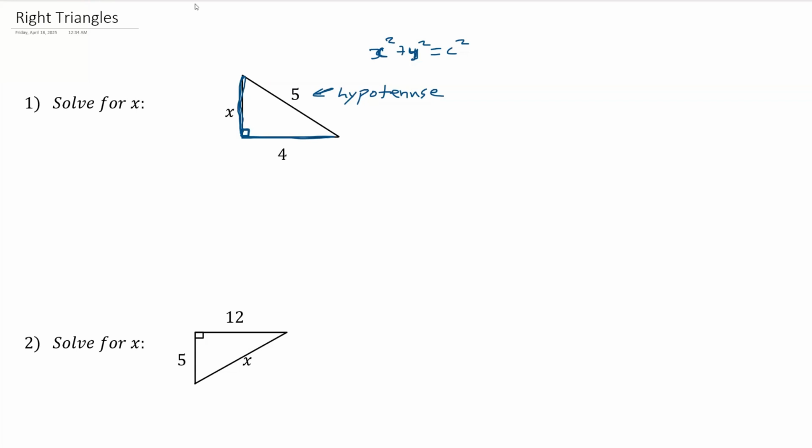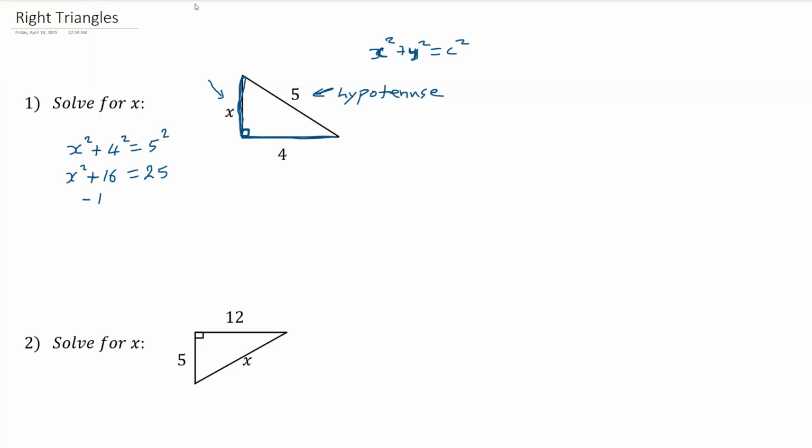So if you want to solve this, find the missing side here. If you want to find the value of x, then since you know that 5 is the hypotenuse, you would just say x squared plus 4 squared is equal to 5 squared. Once you identify the hypotenuse, it should be straightforward. And so you just solve this. So x squared plus 16 is equal to 25.